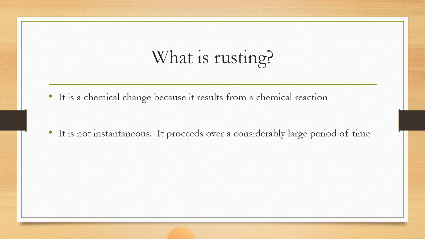Note also that a chemical change such as rusting is not instantaneous. It does not just happen like you say jump and then you jump. No, it proceeds over a considerably large period of time. That is why your nail does not just turn rust tomorrow. Do you understand that? Note also that there are some conditions necessary for rusting to take place. So as we proceed in this class, you'll find out all of this.